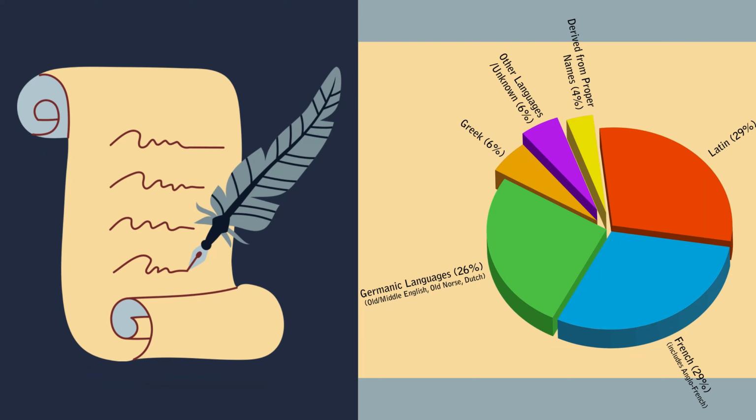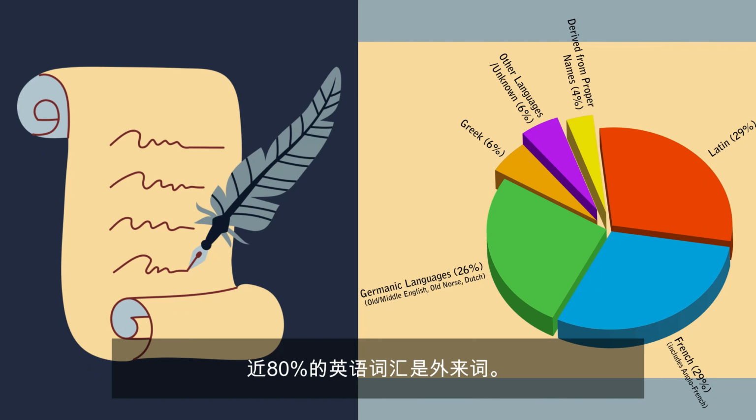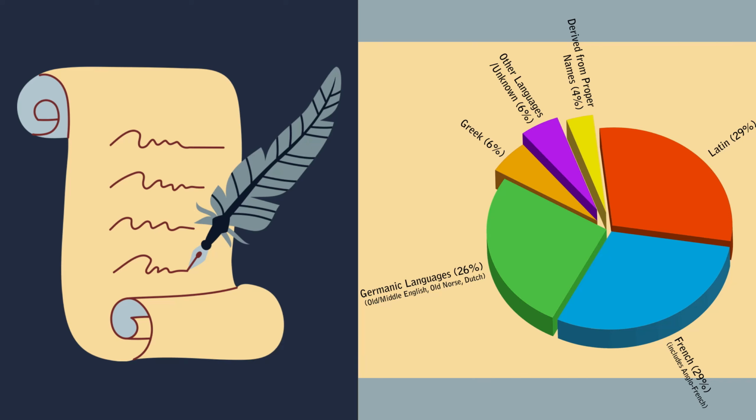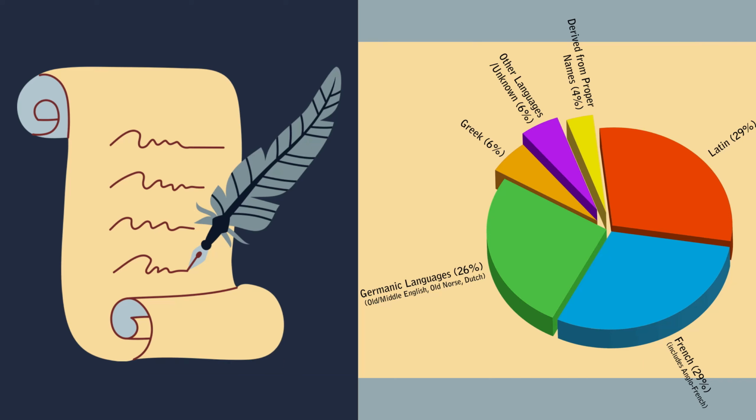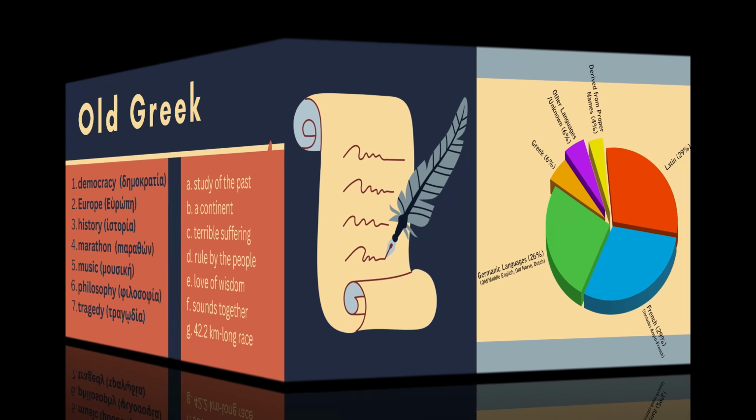Some researchers estimate that even up to 80% of all English words might be of foreign origin. That's quite a huge share, isn't it? The five main groups include the ancient Greek language with 6%, Latin with nearly 29% of all loanwords, French that constitutes the largest group with 29%, Germanic languages with 26%, and other languages with around 6%. Let's discuss these different groups in detail now.